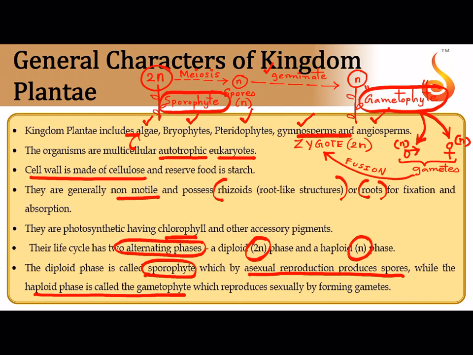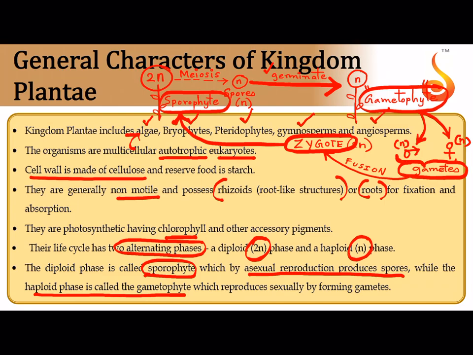Can you guess what will happen to this diploid zygote? The diploid zygote will give rise to a sporophyte. See the complete cycle here. First we started with a sporophyte. The sporophyte gave rise to a gametophyte by formation of spores by meiosis. A gametophyte's job is to produce gametes, isn't it? What are the two types of gametes that it produces?